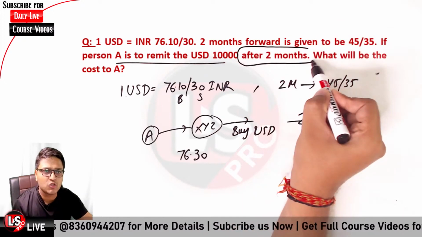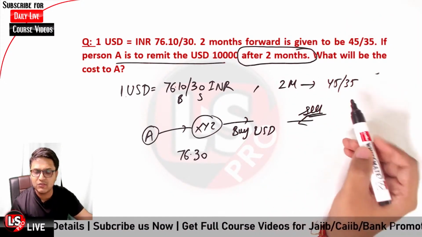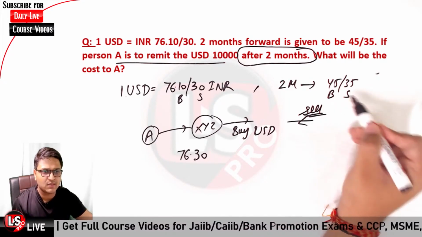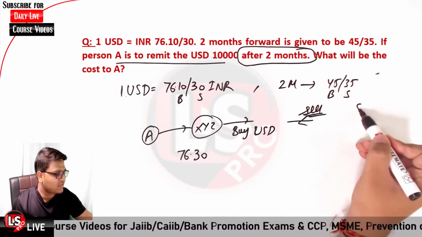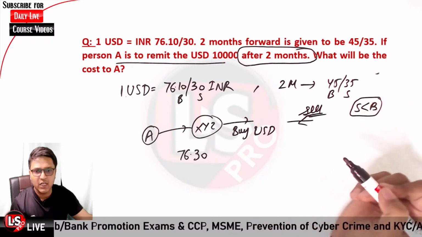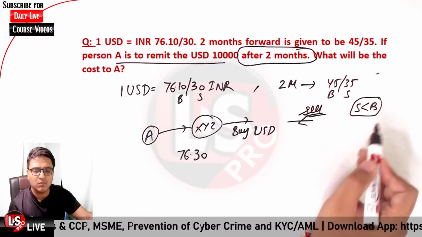Over here he wants to remit after 2 months, so we will be considering the forward points. These are the buying points, these are the selling points, and after 2 months the selling points are basically lesser than that of the buying points. What does it mean? It means the currency is at premium or discount. Kindly let me know, is the currency at premium or discount?